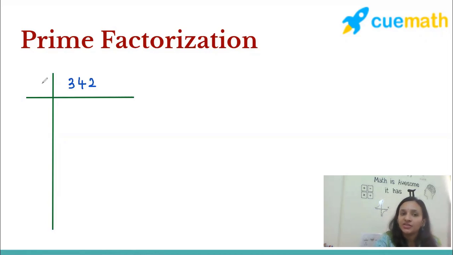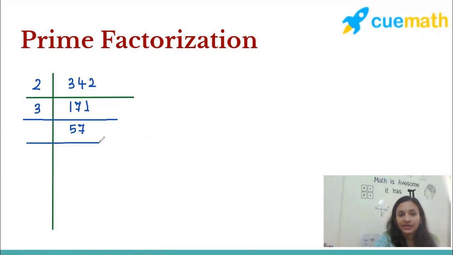So the smallest prime number is 2, and as this is an even number, it would be divisible by 2. So you divide 342 by 2: 2 ones are 2, 7 twos are 14, and 1 is 1. Okay, next you would see which number can divide 171. Now 2 would not divide 171 because it's not an even number, so we can go in with 3. So 3 fives are 15, you're left with 2, and 3 sevens are 21.